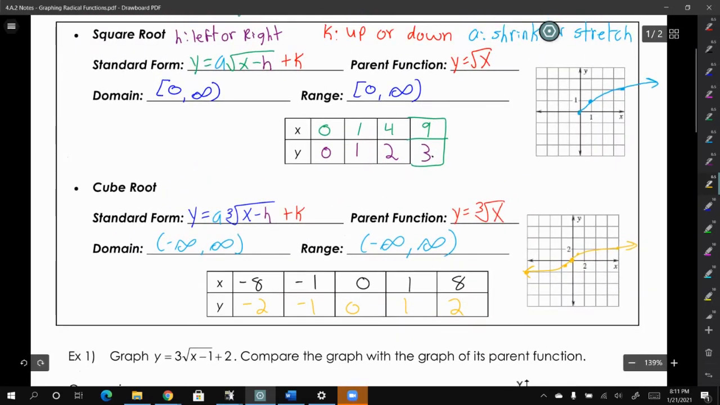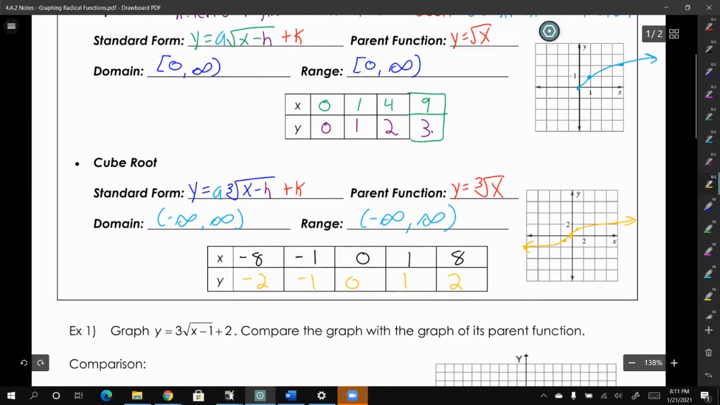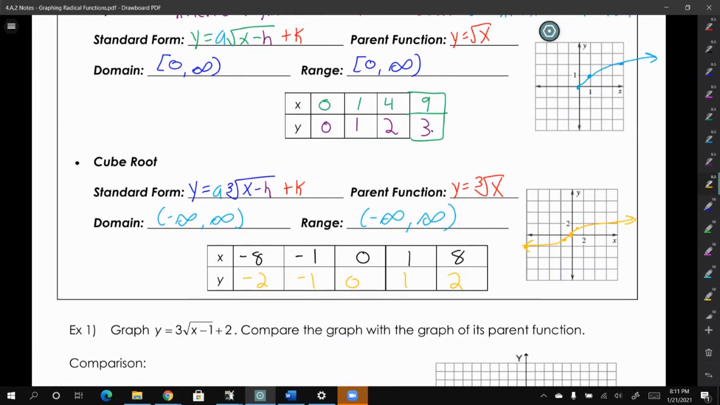So this is going to be very crucial when you are graphing these, because this is where you're going to start from. You're going to look at this type of table, and then you're going to transform it using our A, H, and K values. So this is something that you should always have out when you're doing your assignments. All right, let's graph these.